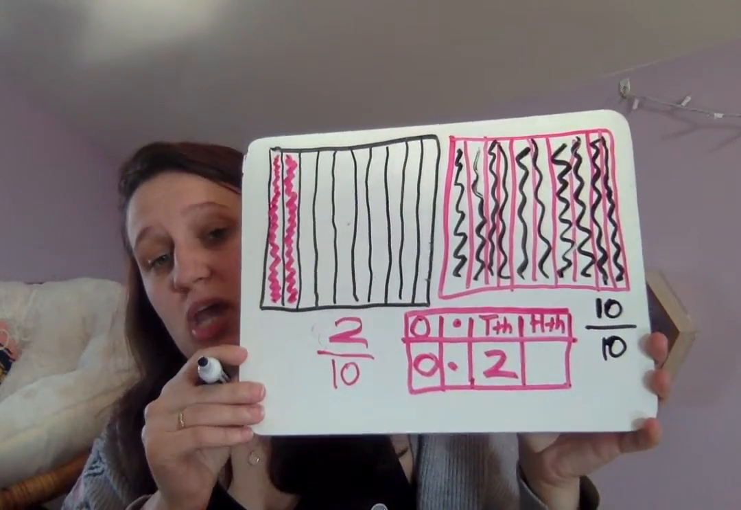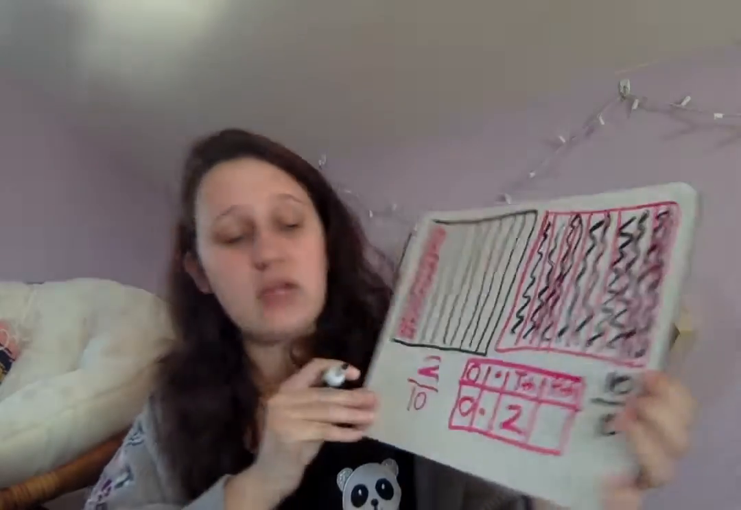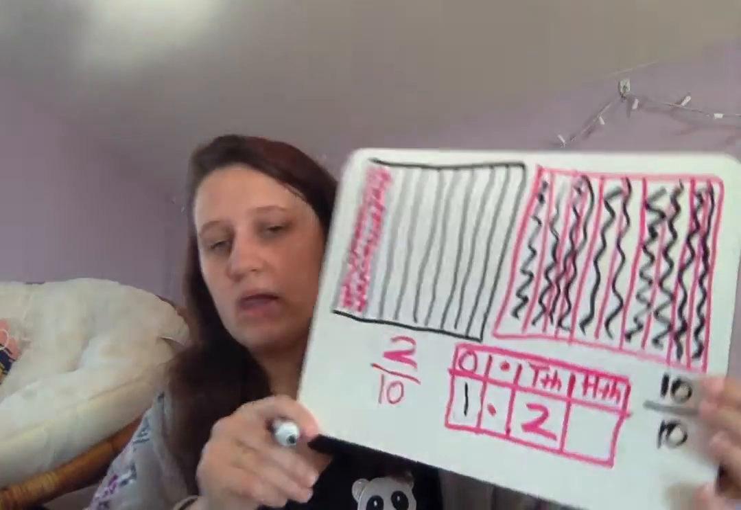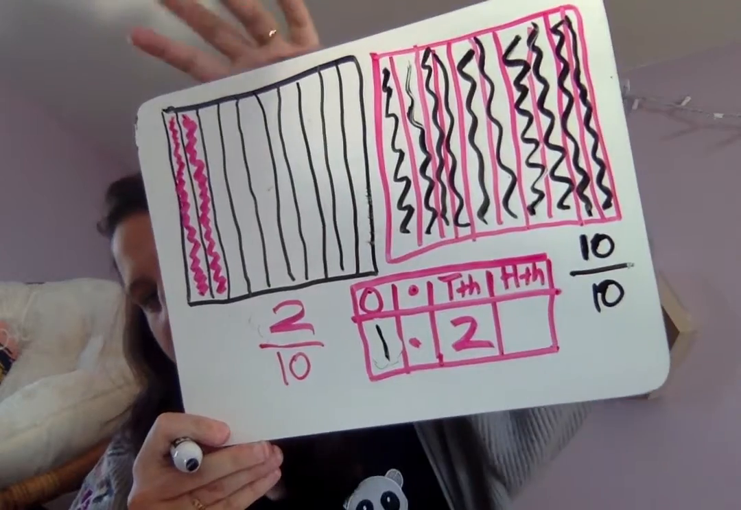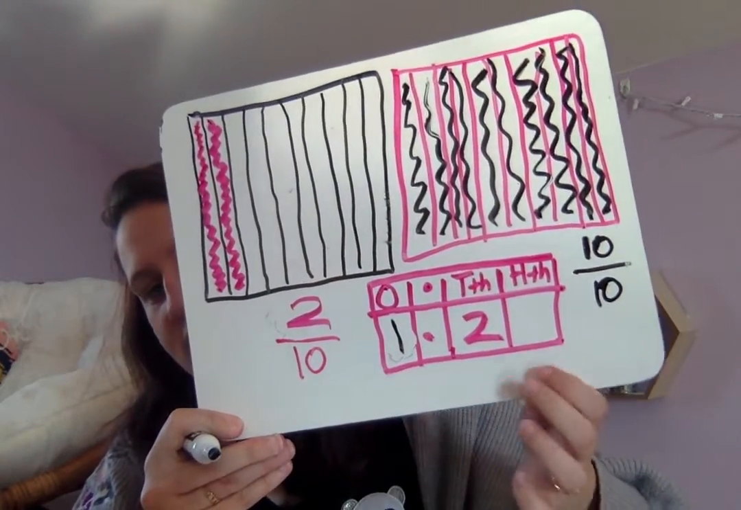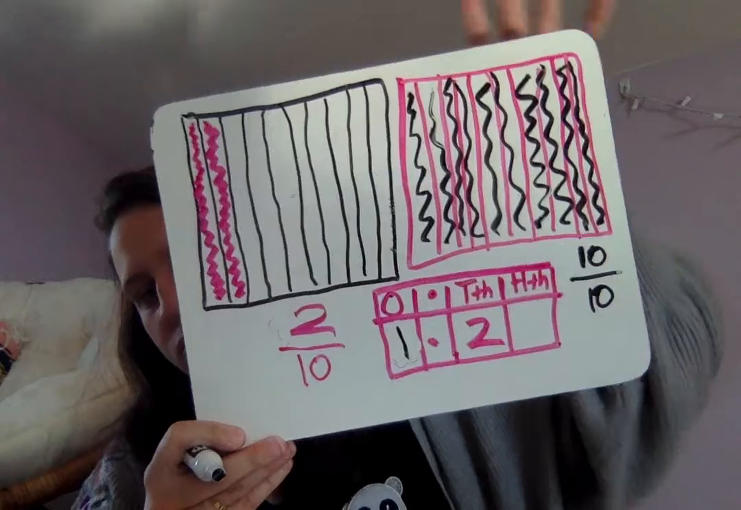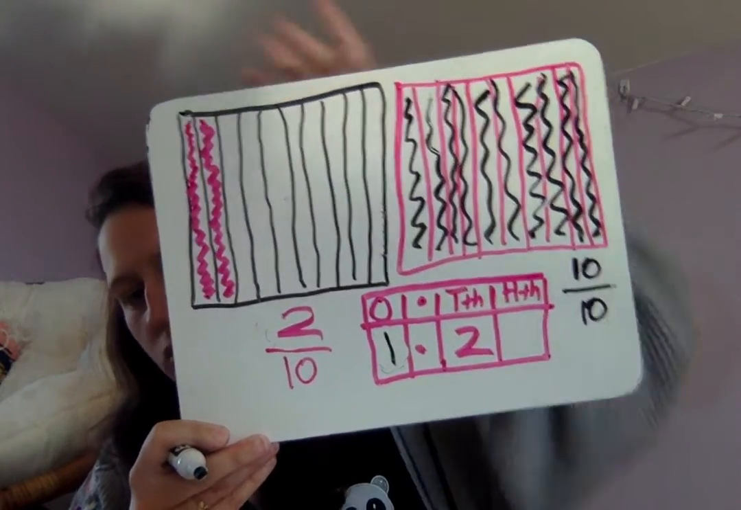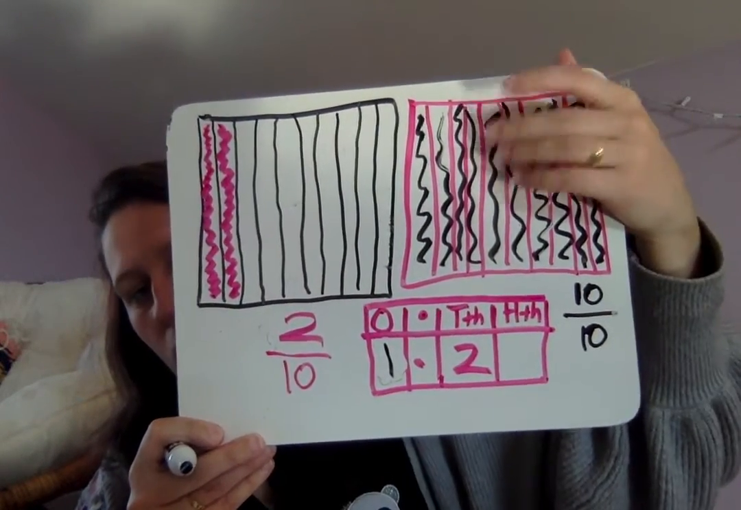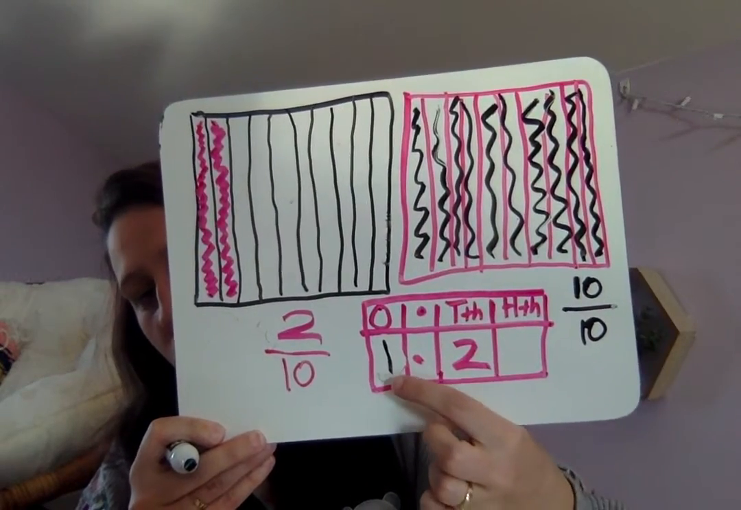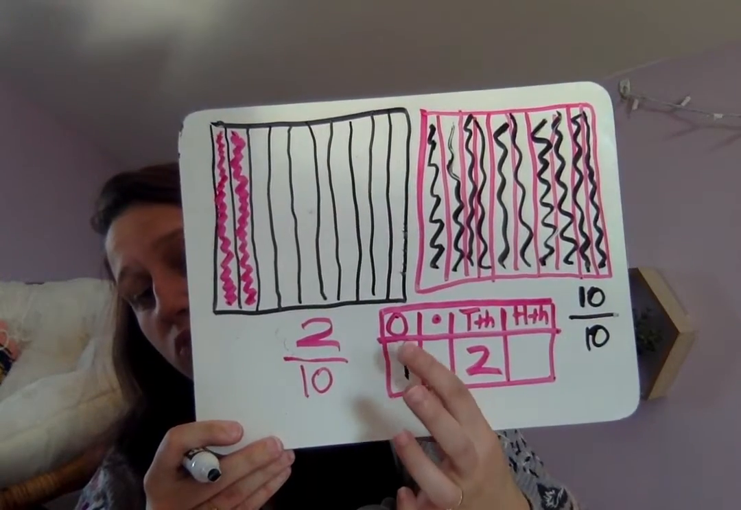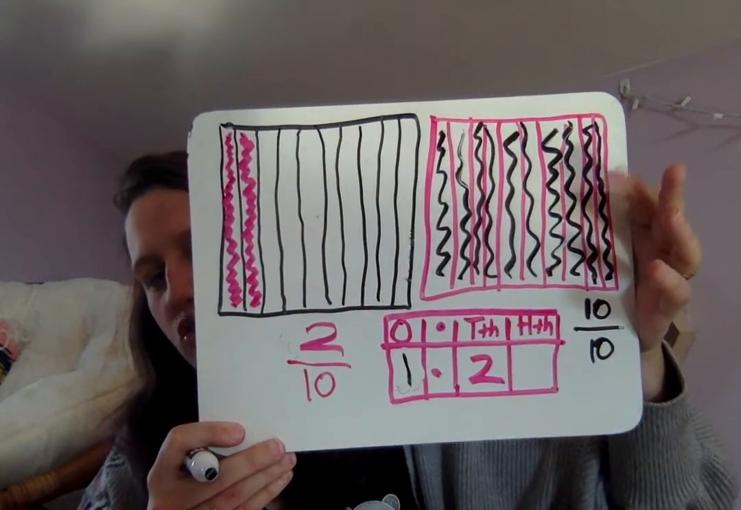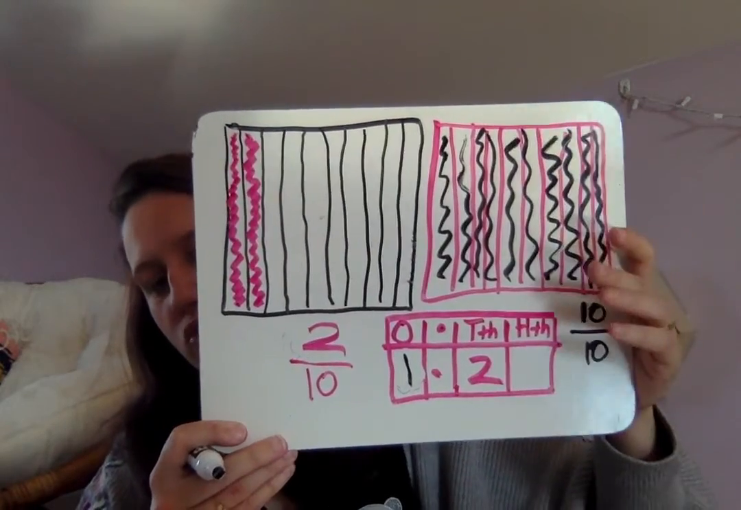So now I have to change this at the bottom. Now that I know I have a 1, I could fill in a 1 right here. So I have a whole, which goes in my ones column, and 2 tenths, which goes in my tenths column. So now I have 1.2. So if you have a whole thing colored in, you have to put a 1. If you have 2 of these colored in, you have to put 2. This ones column is just asking, how many wholes do you have? How many whole numbers do you have?